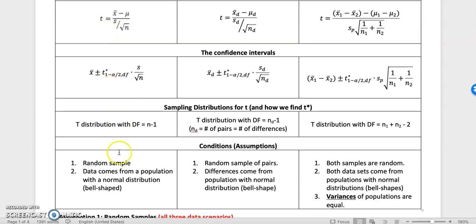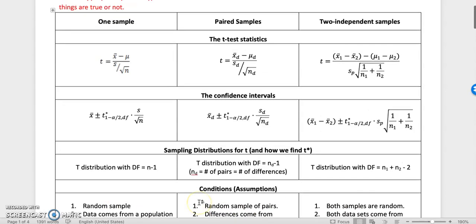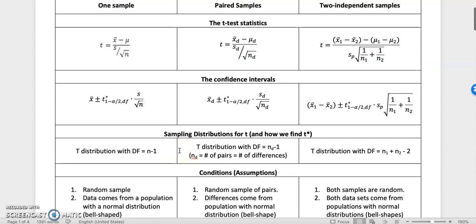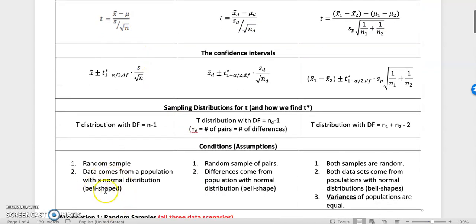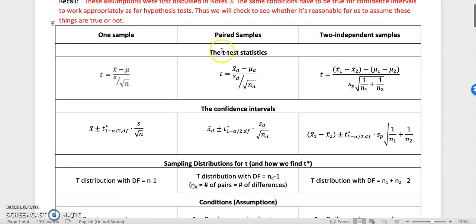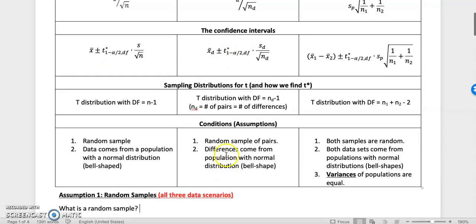Now that we've talked about the random sample assumption in part one, we're going to look at the second assumption that you see in all three of our data collection scenarios. In the one sample scenario, we're assuming that our data comes from a population with a normal distribution. In our paired samples, we're saying that the differences come from a population with a normal distribution. And in the two independent samples, we're saying that both data sets come from populations with normal distributions.